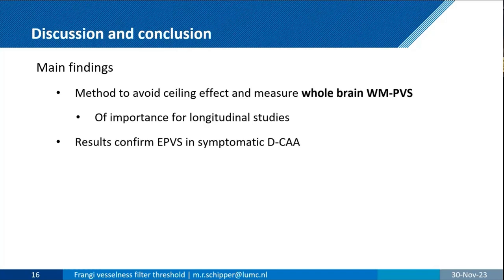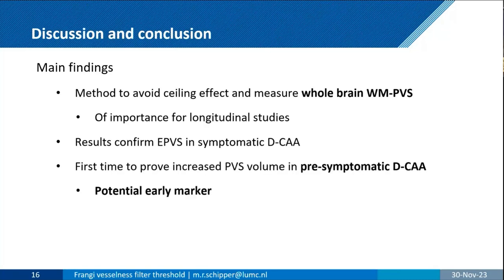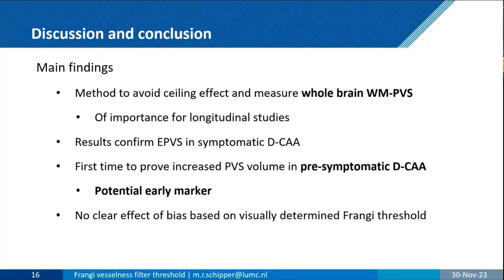Then the results confirm previously shown results of enlarged perivascular spaces in the symptomatic CAA. And for the first time, we also show increased perivascular space volume already in the pre-symptomatic phase. And this may indicate that this whole brain white matter perivascular space volume might function as an early marker. And lastly, we see no clear effect of bias based on the visually determined Frangi vesselness filter thresholds.